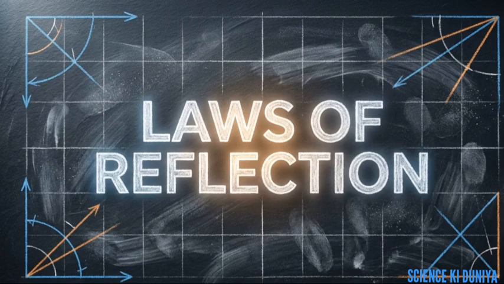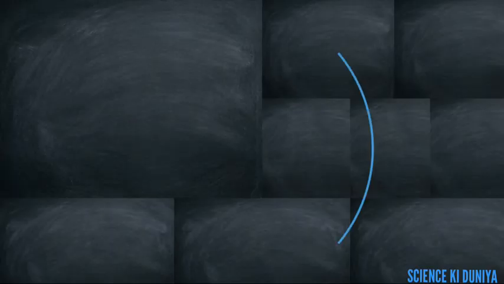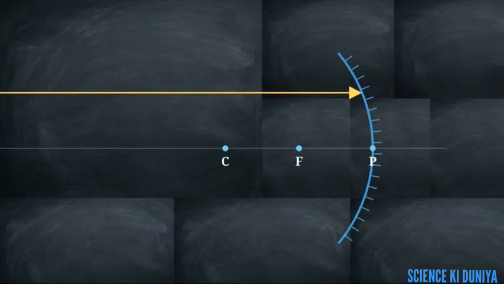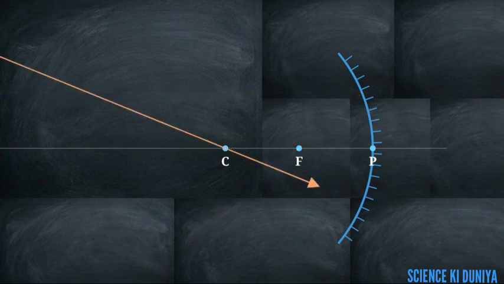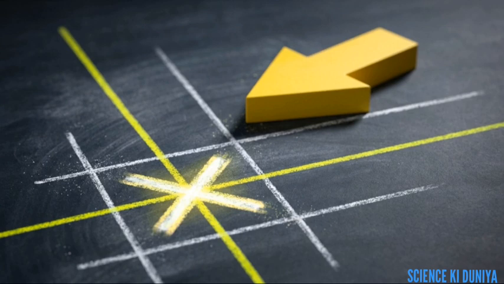To figure out how any mirror will reflect an image, you only need 2 rules. Rule 1, any light ray traveling parallel to the principal axis will hit the mirror and reflect diagonally straight through the focus. Rule 2, any light ray passing exactly through the center of curvature hits the mirror and bounces straight back along its exact same path. By tracking just these 2 predictable intersecting light paths, we can pinpoint exactly where and how any reflected image will form.